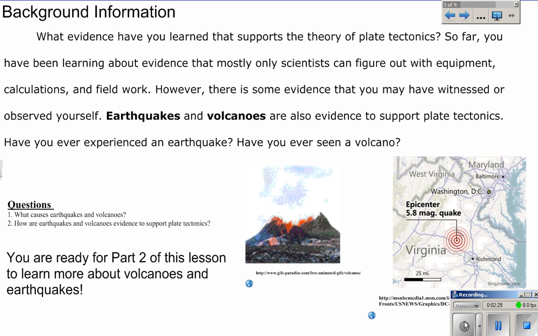Think about what we learned in Lesson 3 about the different ways plates moved. If you need to, go back to the video from Lesson 3 to help you answer these, or you can go back in Lesson 4 to help you answer these questions. After you've answered these questions, you are ready for Part 2 to learn more about volcanoes and earthquakes.